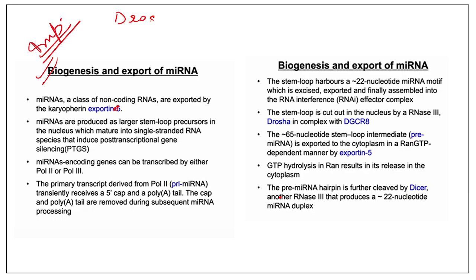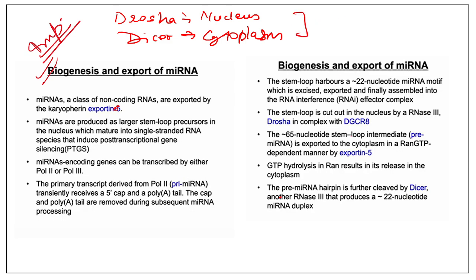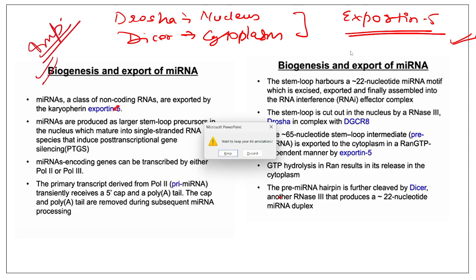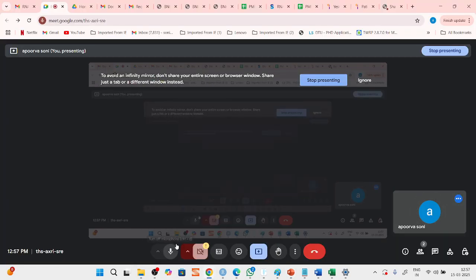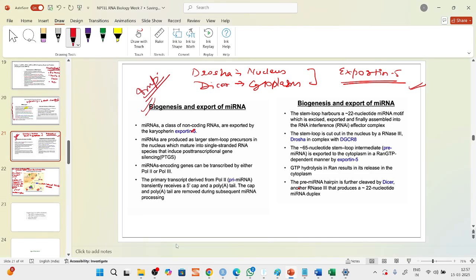So Drosha acts in the nucleus, and dicer acts in the cytoplasm, and the transporter protein which is responsible here is exportin 5. So I hope this miRNA biogenesis and its export to the cytoplasm is clear. The biogenesis step itself involves the export. That means the biogenesis process is complete only when the export happens.